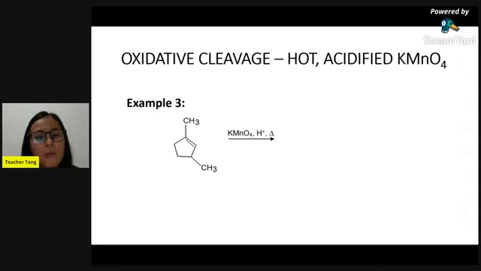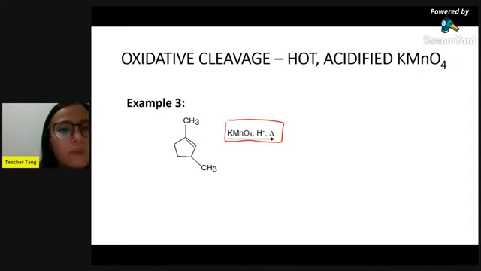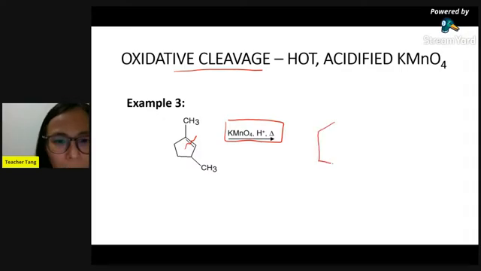Okay, so now we move on to look at another example. Example 3, still hot acidified KMnO4. When you see hot acidified KMnO4 with a carbon-carbon double bond, it means that it will do oxidative cleavage. It will break the carbon-carbon double bond, so you must draw the carbon-carbon double bond broken. So how? 1, 2, 3.